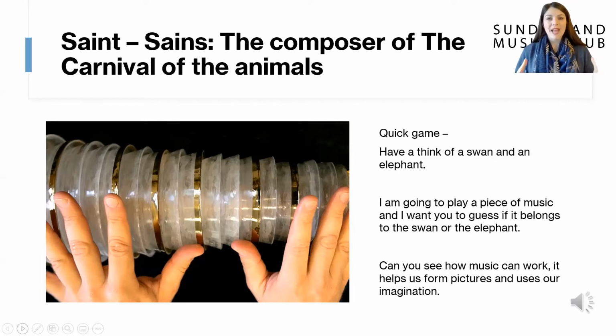Think of a swan and of an elephant. They're both completely different, aren't they? We've got a graceful swan that might glide across the water. And then we've got a really big elephant who probably stomps the ground when he walks. Do you think that piece of music for the elephant and the swan's going to sound the same? Probably not. So I hope you came up with that answer.